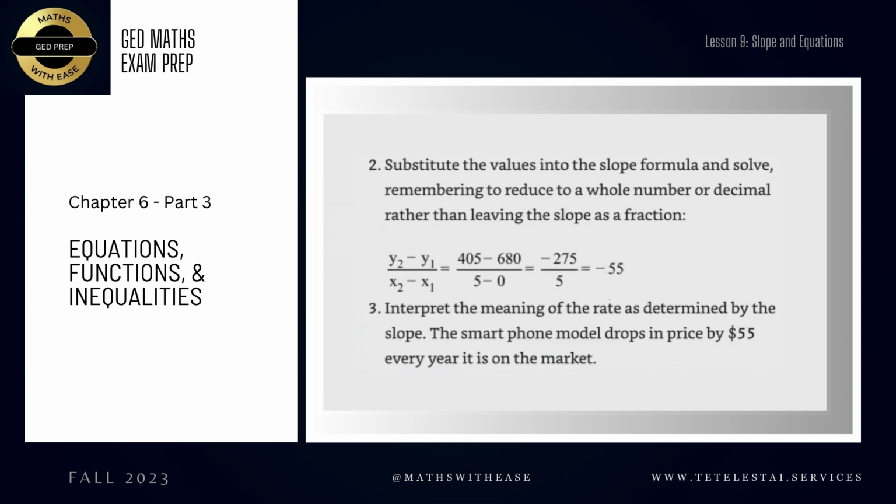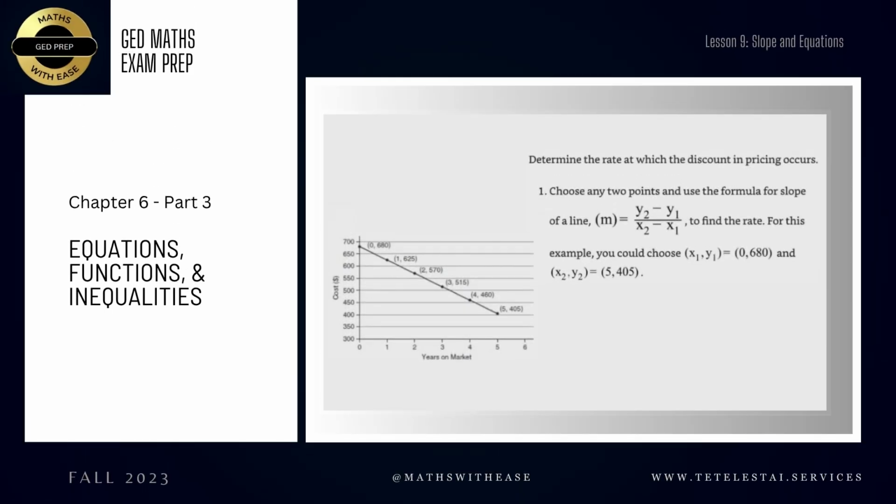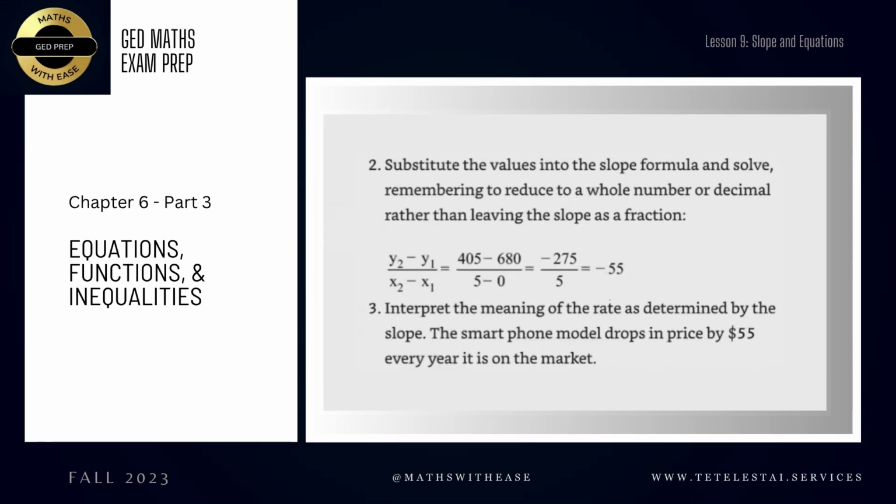This negative sign makes sense, right? Because we determined that the longer this phone stays on the market, the more the price drops. And it's going to keep dropping until at some point when this line hits the x-axis, the corresponding y value will be 0, meaning that at some point in the future, this phone will be worth nothing, or it will correspond to 0 on the y-axis. So you would interpret this answer by just simply stating that the smartphone model drops in price by $55 every year that it is on the market. And that's what this negative sign represents.